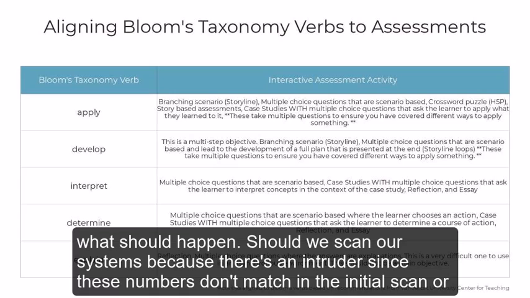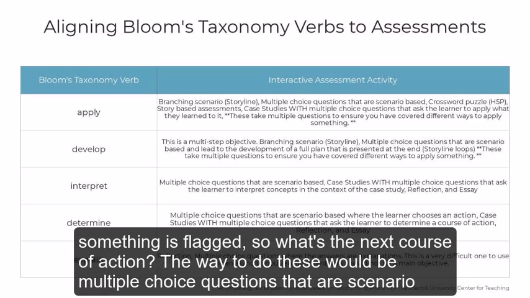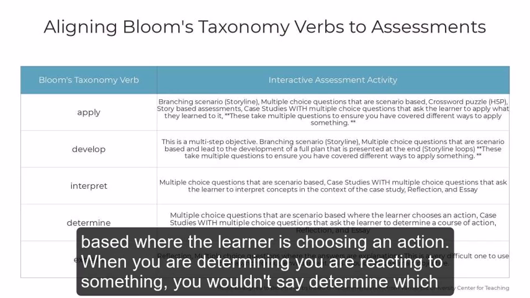Should we scan our systems because there's an intruder, since these numbers don't match in the initial scan or something is flagged? So what's the next course of action? The way to do these would be multiple choice questions that are scenario-based, where the learner is choosing an action.